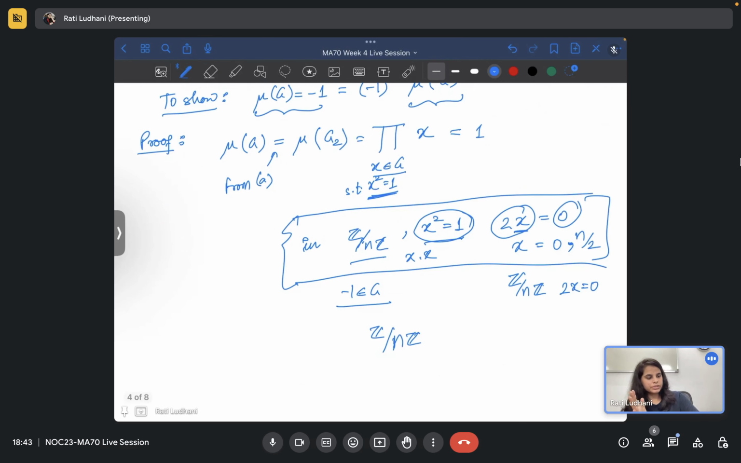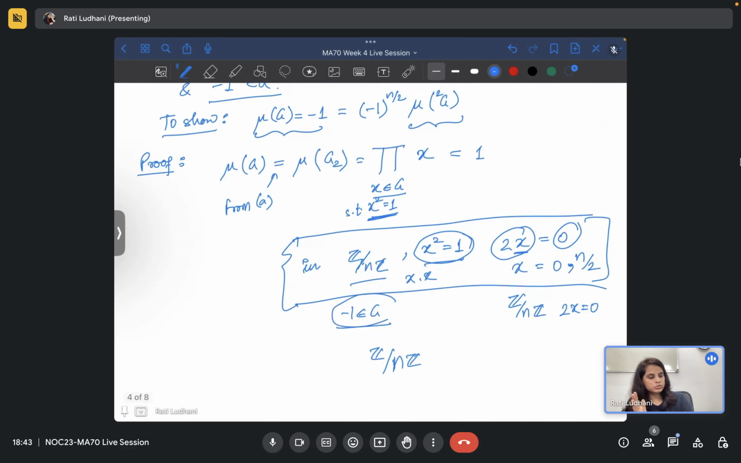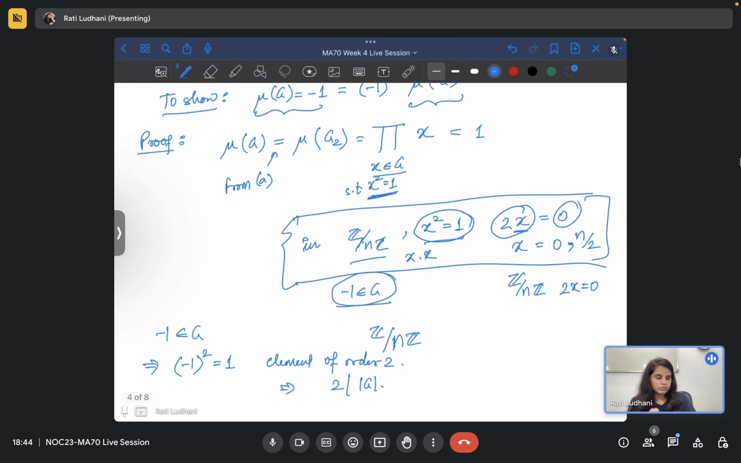So okay, let me clear this up. So -1 belongs to G. This implies you have -1 square to be 1, and so you have an element of order 2, so this implies 2 divides the order of G. So the order of G will be an even number, so that means n by 2 will be defined. Is that okay? I'll give another explanation for this part also, but is this okay?